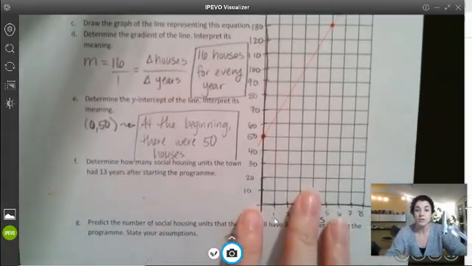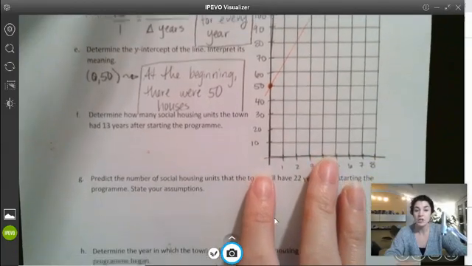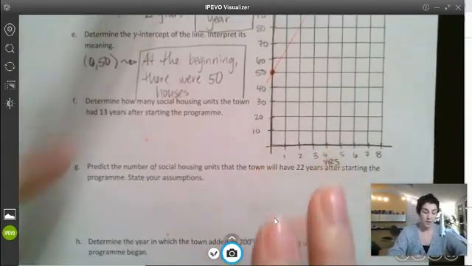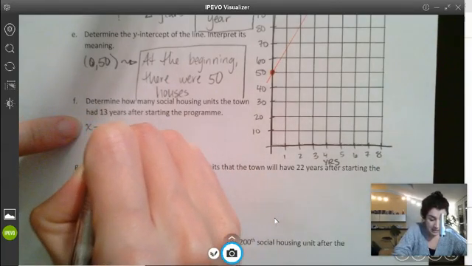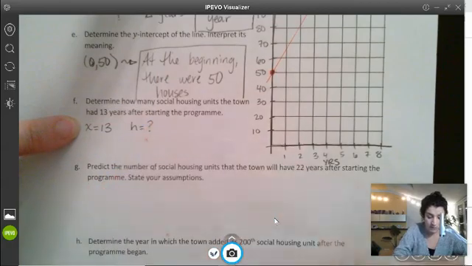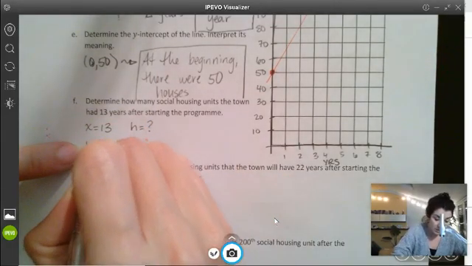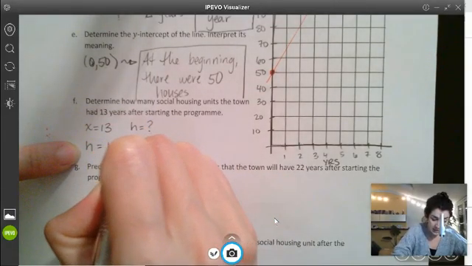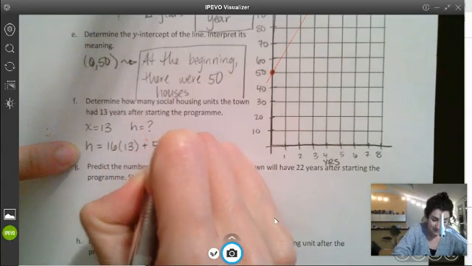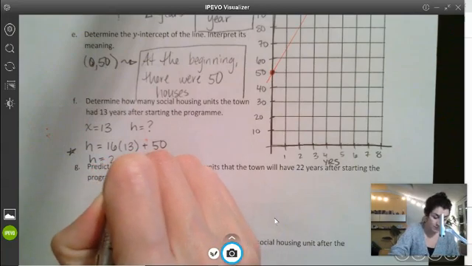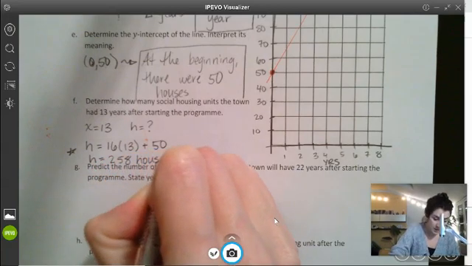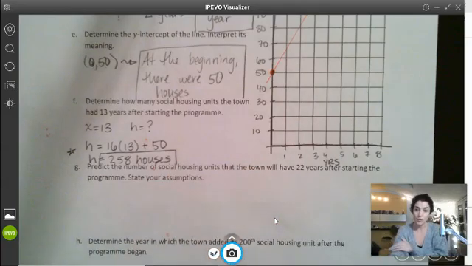Determine how many social housing units the town had 13 years after starting the program. 13 years is our x value. So that means x equals 13, and we want to solve for the number of houses. So what I'm going to do is say h equals 16 times 13 plus 50. Go ahead and calculate that for me. You should have gotten 258 houses as your total.